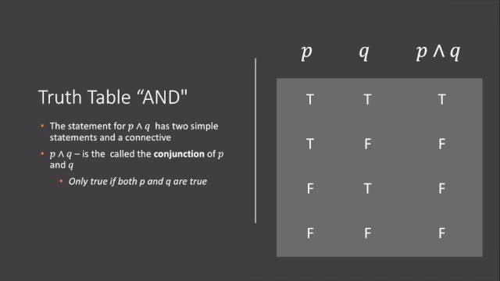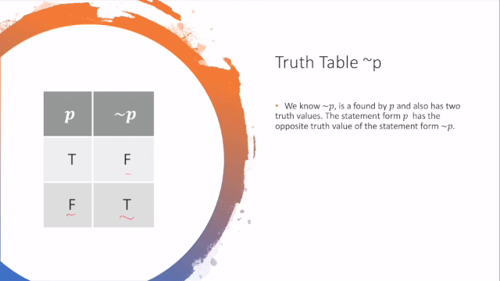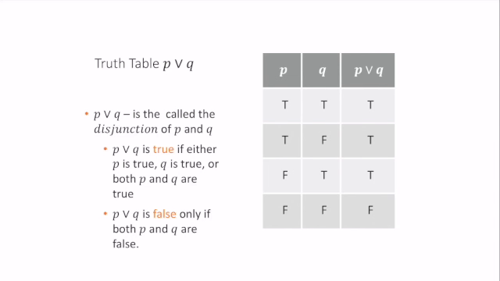And is only true if both P and Q are true. So here we have P and Q are true, and that's the only time that P and Q is true. For or, I went backwards. For or, which is also called the disjunction, P or Q is true if either P is true, Q is true, or both P and Q are true. I.e., it's only false if both P and Q are false. So think about it as or: I need one or the other in order for it to be true.